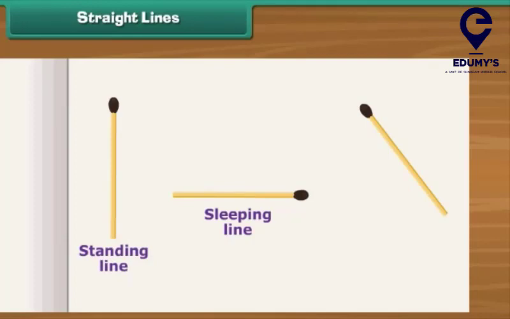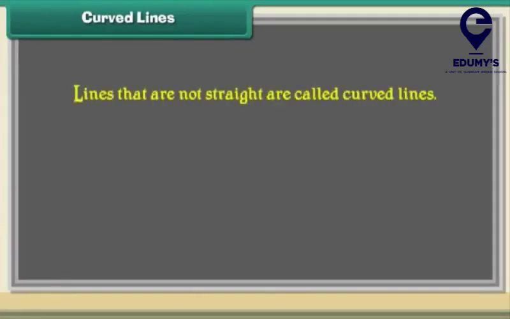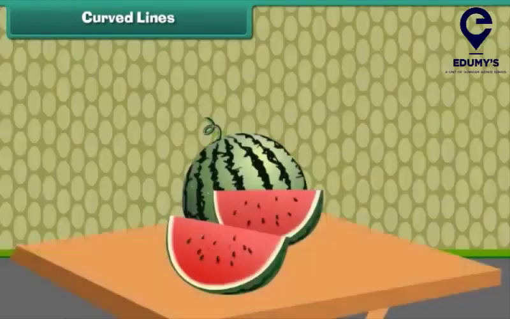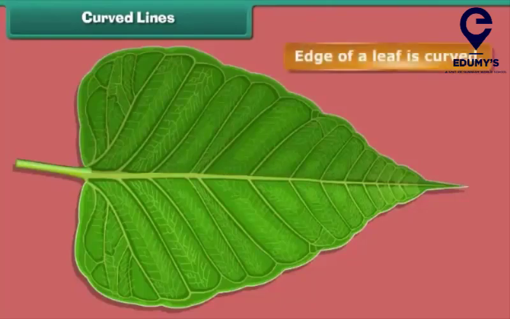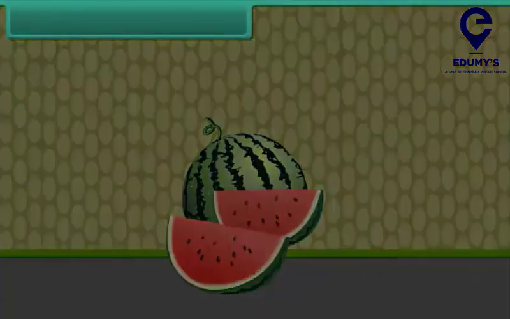Slanting matchsticks make slanting lines. Curved lines. Lines that are not straight are called curved lines. A cut watermelon is curved. The edge of a leaf is curved.